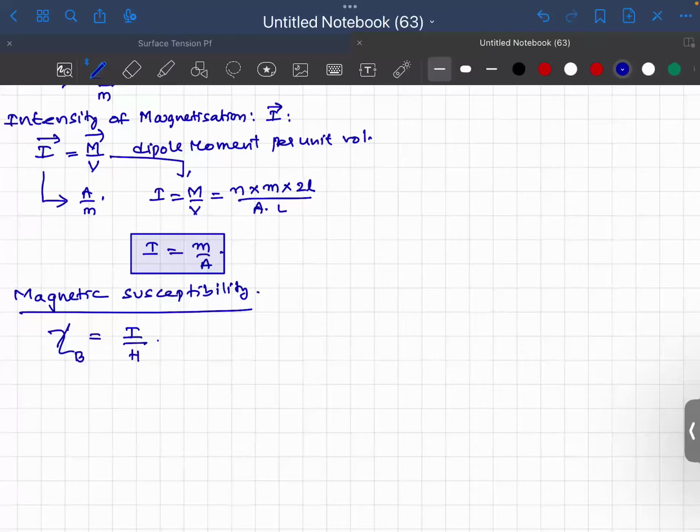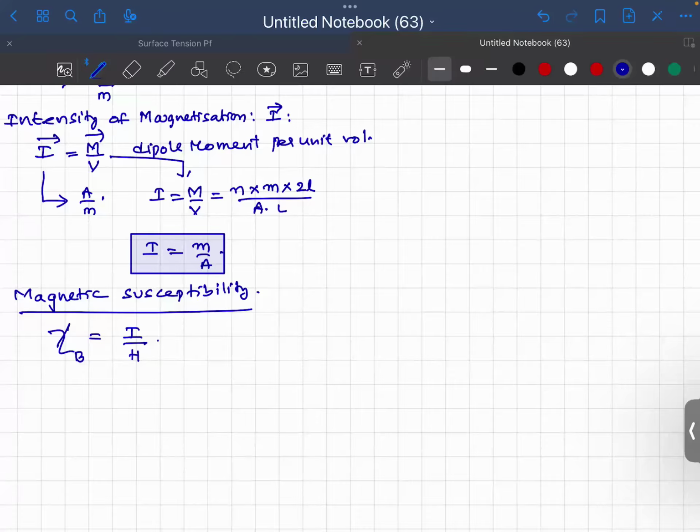Intensity of magnetization divided by intensity of magnetizing field is what we will call susceptibility. Susceptibility is a scalar quantity. It has no units, it's a constant. Now, when I am classifying these things, definitely I need to express the magnetic properties in terms of these things only.